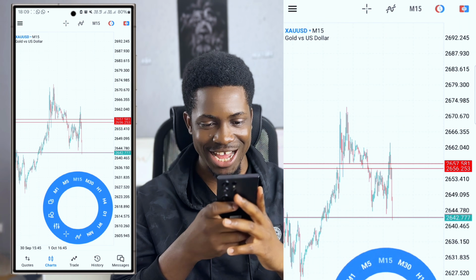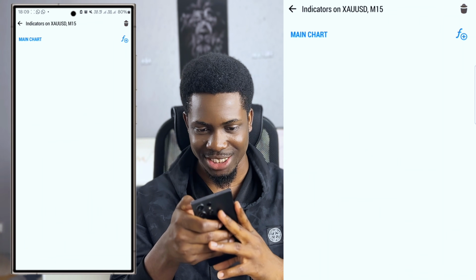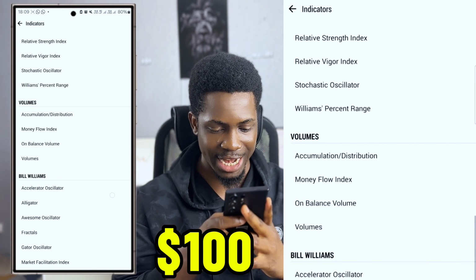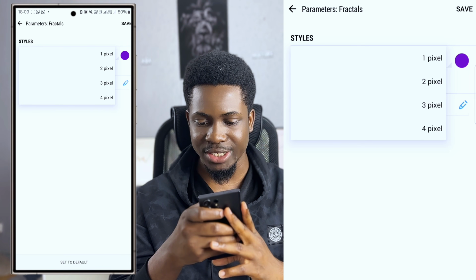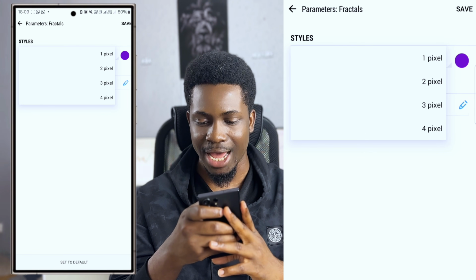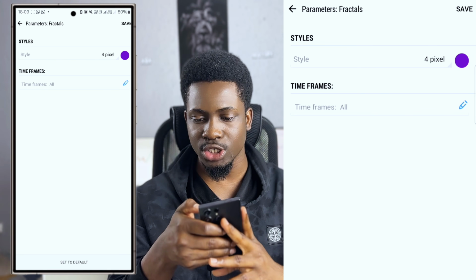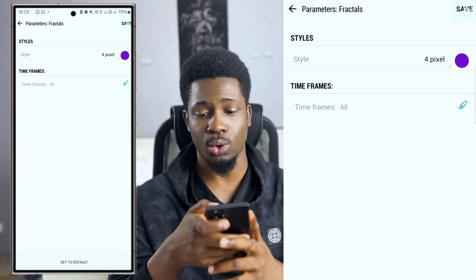All right, so let's quickly add an indicator now, right? So we'll just hit this particular stuff, drop down, and then we should see our fractals here. We'll just hit on our fractal smoothly. We'll simply place this on our 4 pixels smoothly like that, right? Select that, and then you just select save, right? And that's all, right? Good.